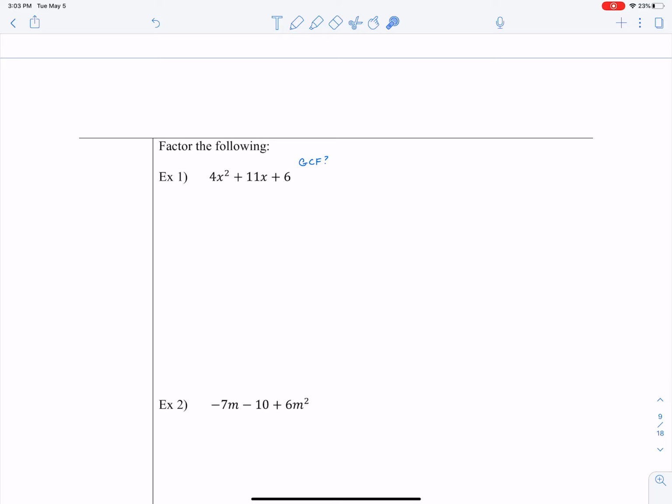So we look at our letters first, x to the 2, x, nothing. So we can't remove an x. Next, we look at our numbers, 4, 11, 6. There's no number that divides those three, so there is not a greatest common factor. And then we look x2, x, nothing. We also do not need to reorder. So no and no. Okay.